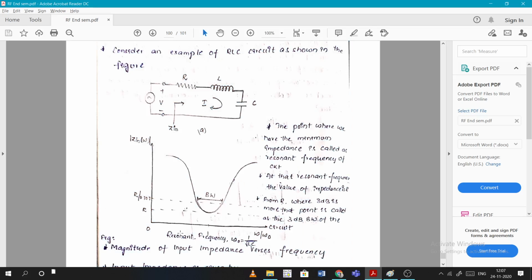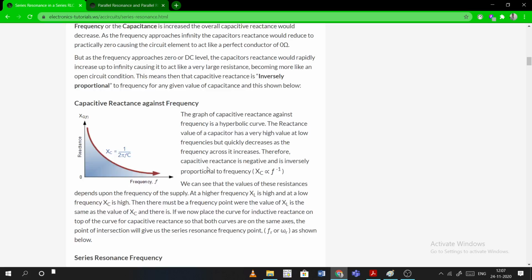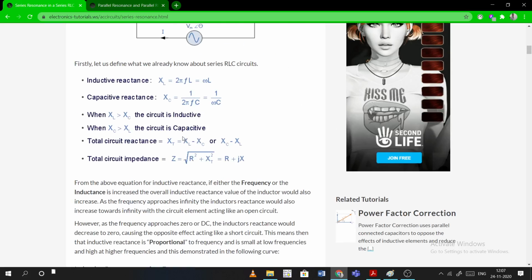And it is plotted against the impedance Z. The point where we have the minimum impedance is called the resonating frequency of the circuit. At that resonating frequency, the value of impedance is R, only the resistance, because at that point XL and XC will be equal. That means the difference is 0, so XT is 0. When you substitute XT as 0, Z is equal to R.